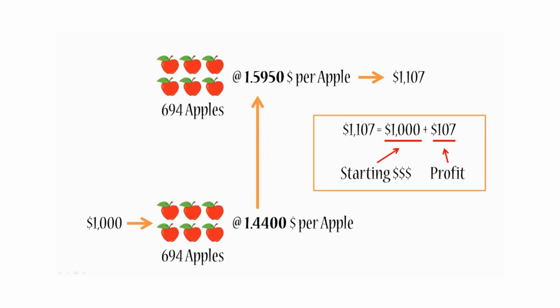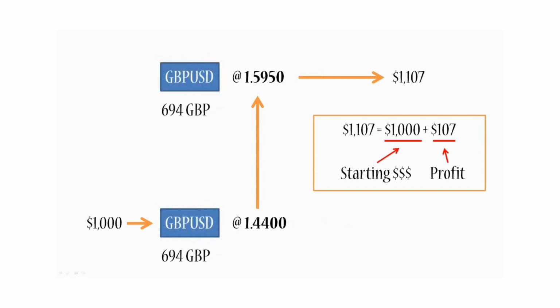Now moving back to the British pound, we can see that nothing changes if we replace apples back with the British pound. The trader invested $1,000 into the British pound. He got 694 pounds. Then he sold them at a higher price, got $1,107 back, and that is his profit, $107. So he got his 1,000 back, and he's got $107 extra on top of that.